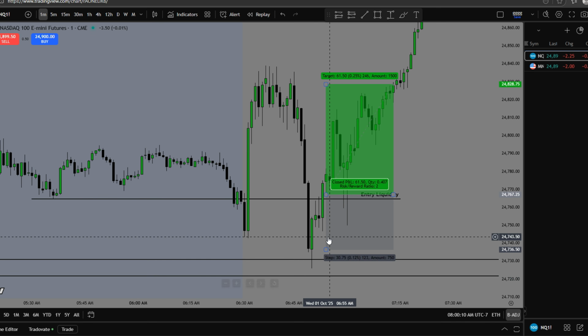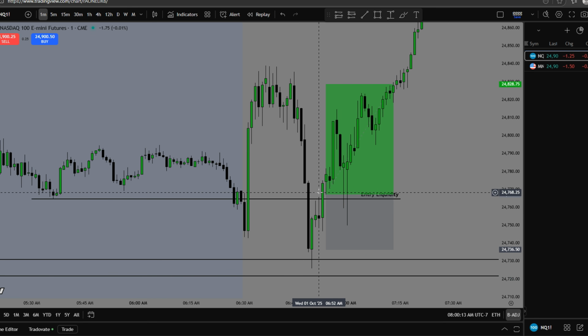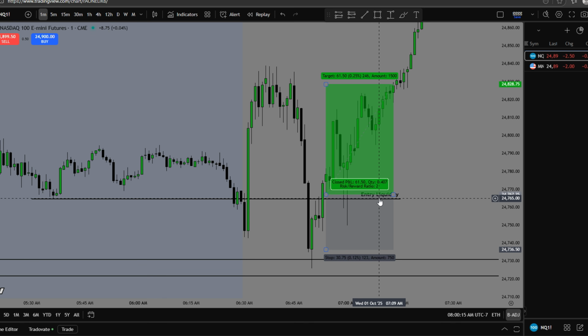Sweep of liquidity, fair value gap or volume imbalance entry. Take it 1 or 2, one trade a day. Get off the charts. $4,500 day.